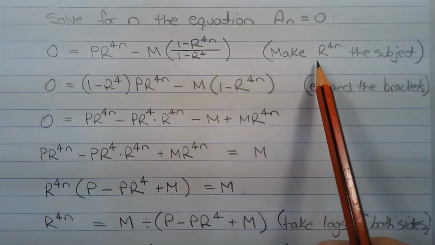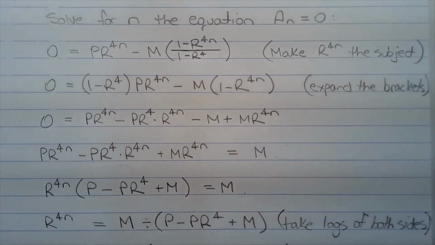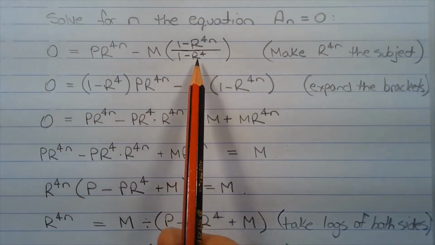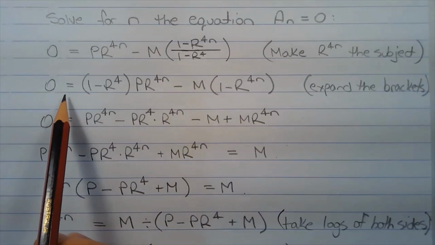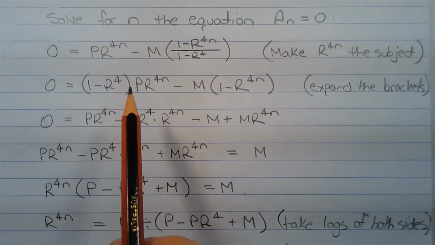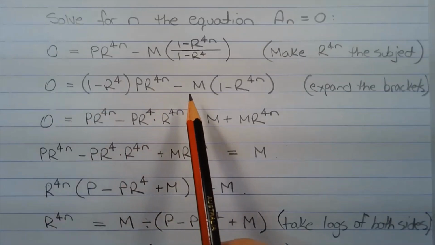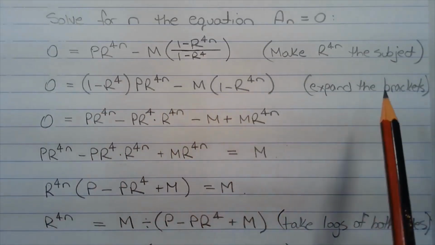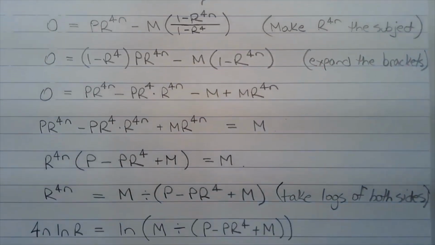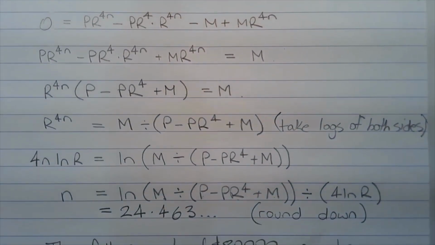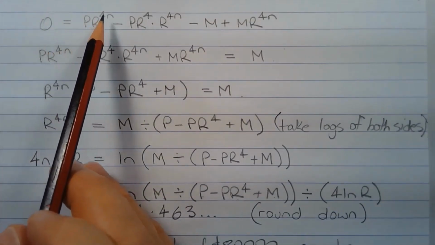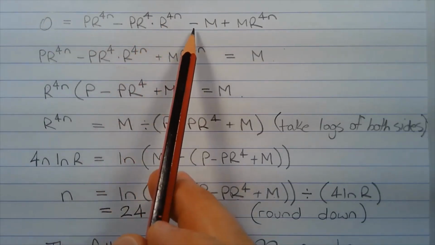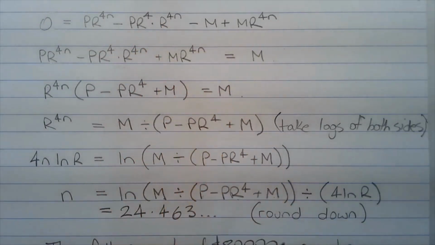Next, we're going to make R to the power of 4n the subject of the formula. And we're going to do that firstly by multiplying all terms by the denominator 1 minus R to the power of 4. So we have 0 is equal to 1 minus R to the power of 4 in brackets multiplied by PR to the power of 4n minus M outside of 1 minus R to the power of 4n. And then we're going to expand the brackets. So we have 0 is equal to PR to the power of 4n minus PR to the power of 4 multiplied by R to the power of 4n minus M plus MR to the power of 4n.